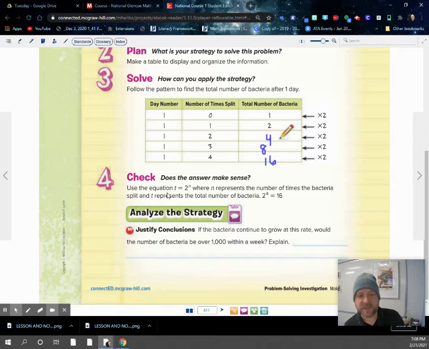So basically, use the equation T equals 2 to the nth power, where n represents the number of times the bacteria splits, and T represents the total number of bacteria.